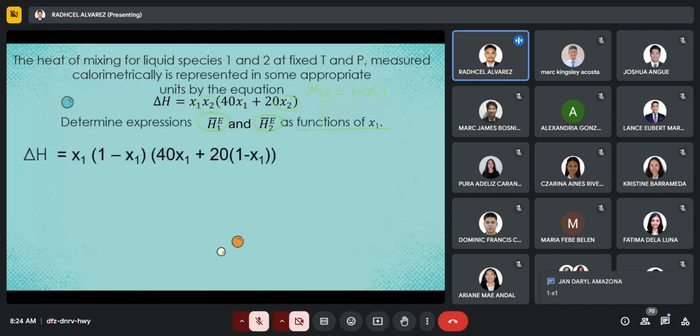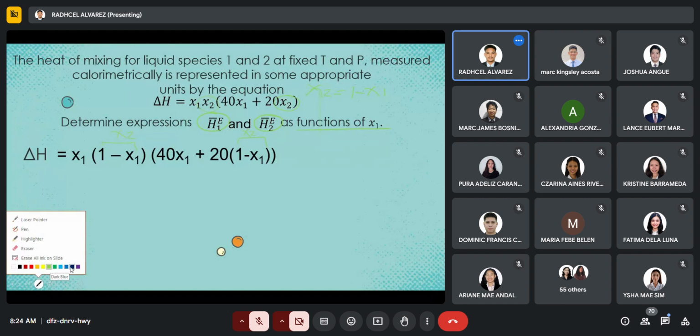So try natin. Lahat ng x2, pinalitan ko ng 1 minus x1. Tapos ito din, pinalitan ko rin siya ng 1 minus x1. So ito yung counterpart ni x2. Okay. Now, meron na tayong equation for our delta H na lahat ay naka-x1 na. So, pakisimplify nga ng taas na ito kung ano ang inyong makukuha. Sige, solve nyo.